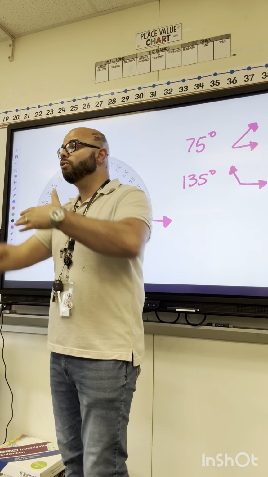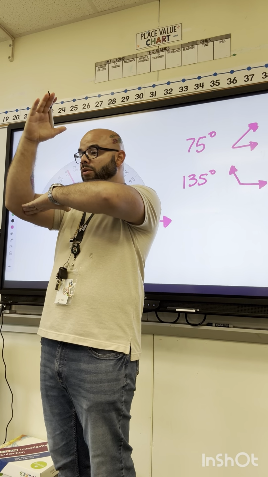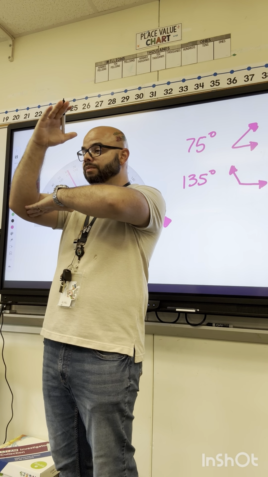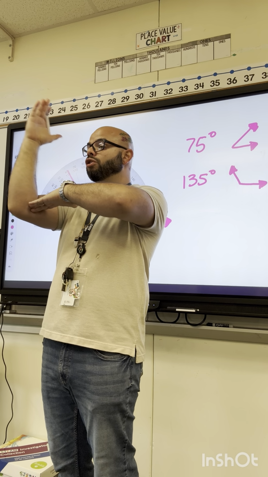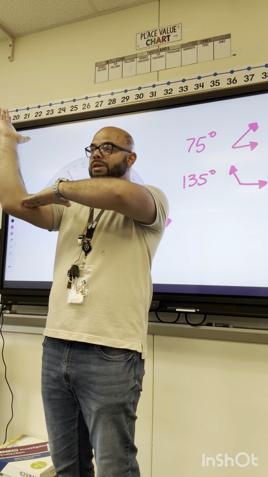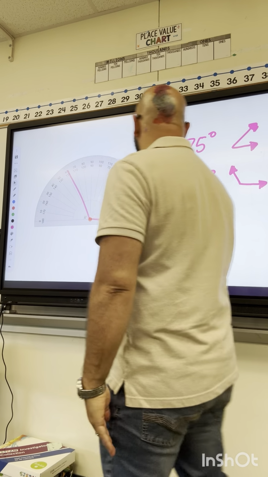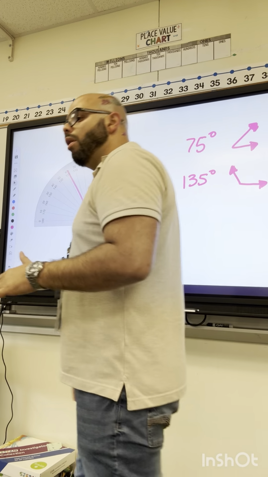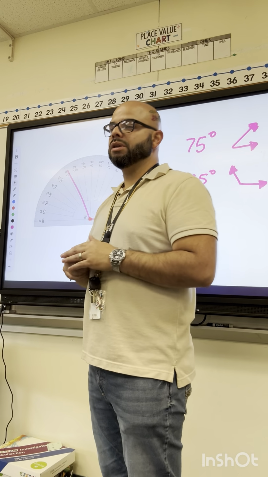Again, an acute angle is smaller or less than 90 degrees. An obtuse angle is greater than 90 degrees. Okay? So let's do that now. Let's grab all our protractors and we're going to start measuring our angles.